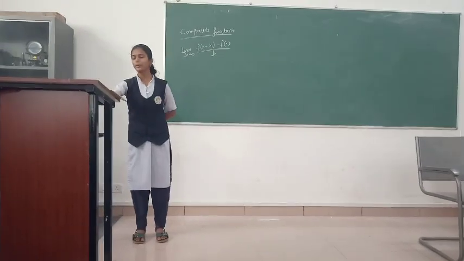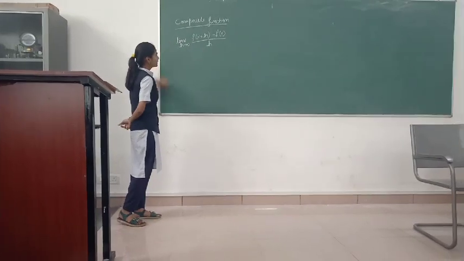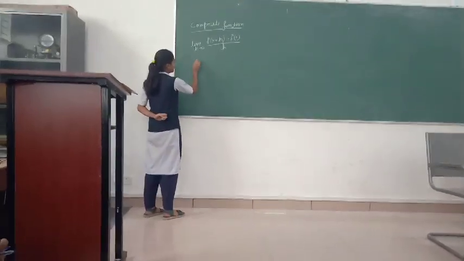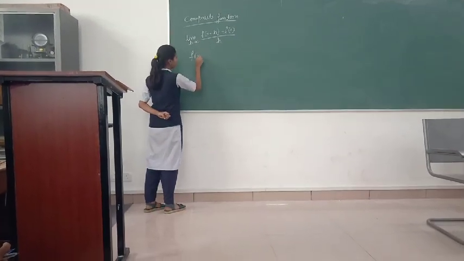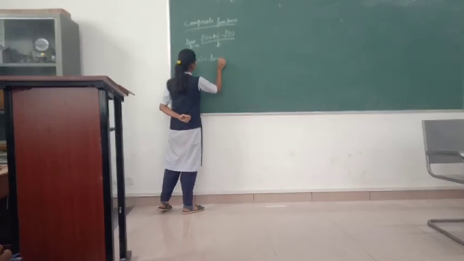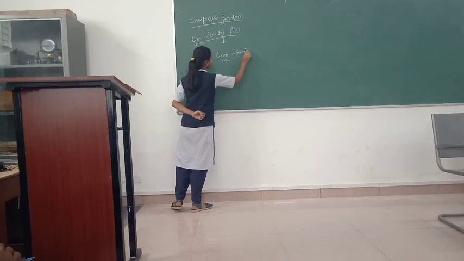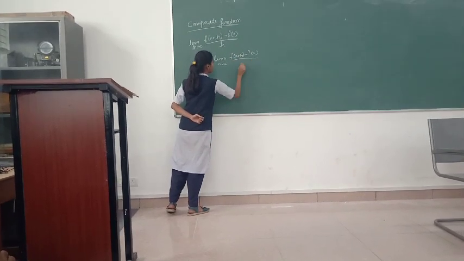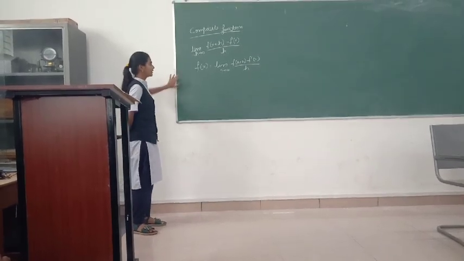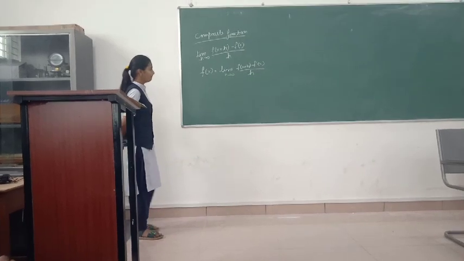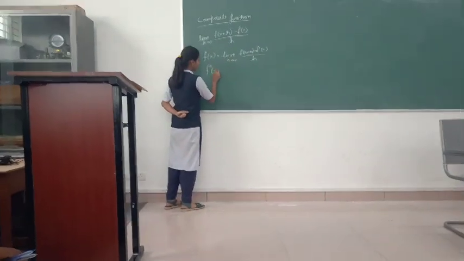Limit h tends to 0, f of x plus h minus f of x. It is a function f with respect to x. If we consider this as f of x, it is equal to limit h tends to 0. It is the first derivation form. If we differentiate this function, we get f dash of x.